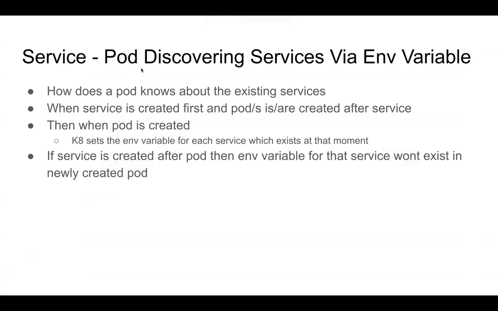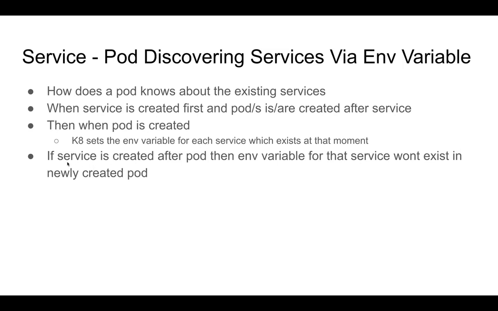So a pod, discover. We'll see how the services appear in the pod, and those appear as environment variables in the pod. So how does a pod know about the existing service? We'll cover that. When a service is created first, and pods are created after the service, then when the pod is created, remember you have created the service, and after that you are creating the pod, Kubernetes has an environment variable for each service which exists at that moment.